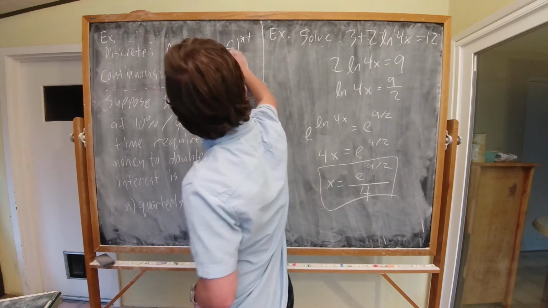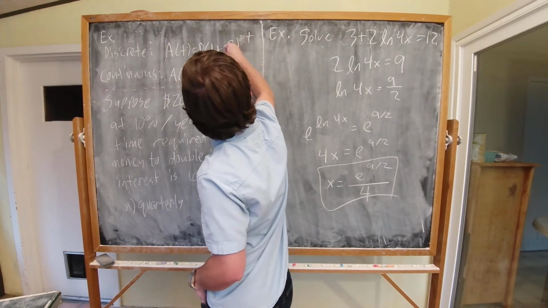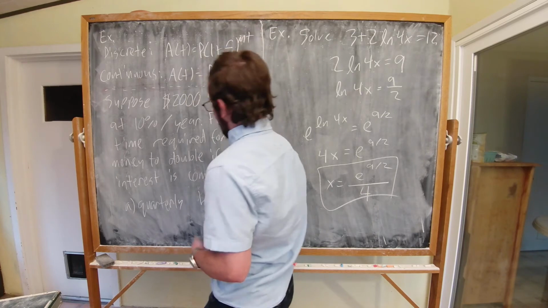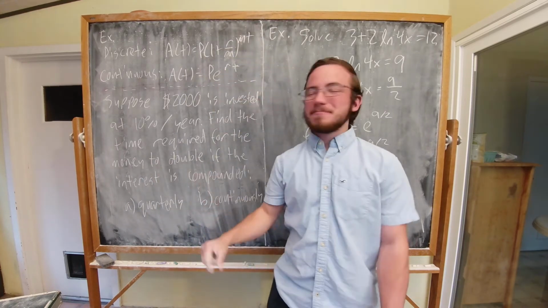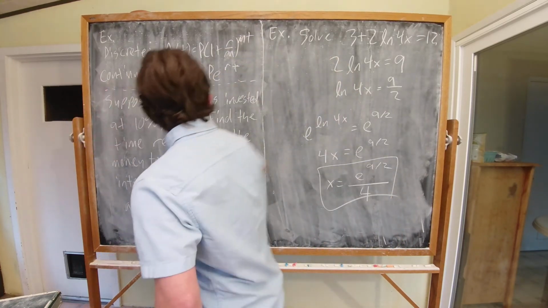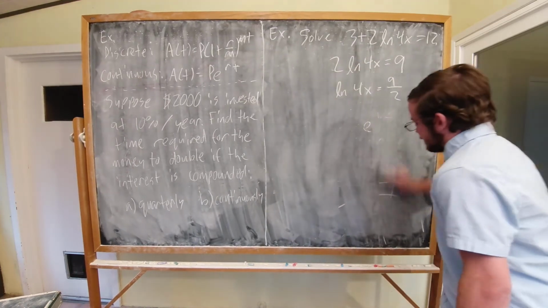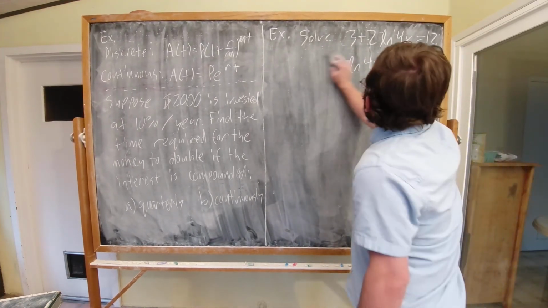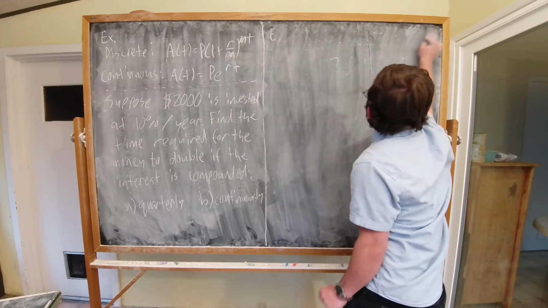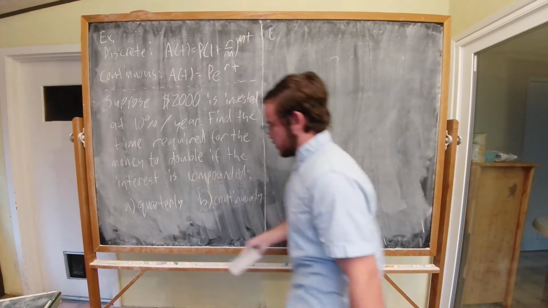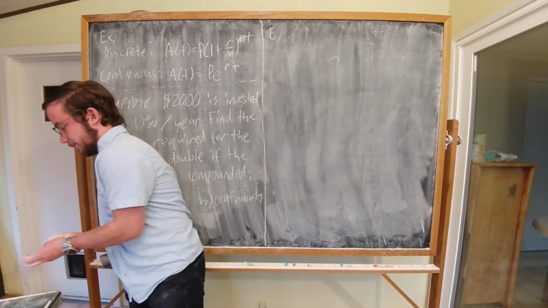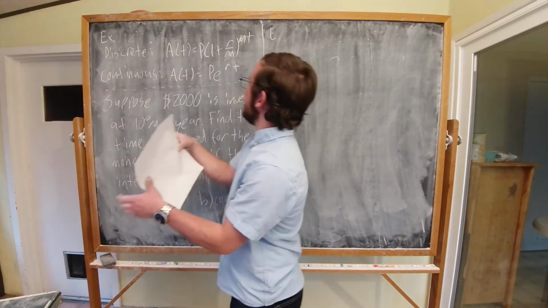Sorry, did I put n? This should be m. At least with the notation we've used, it's all the same. So in both cases, we're going to be left with an exponential equation to solve.